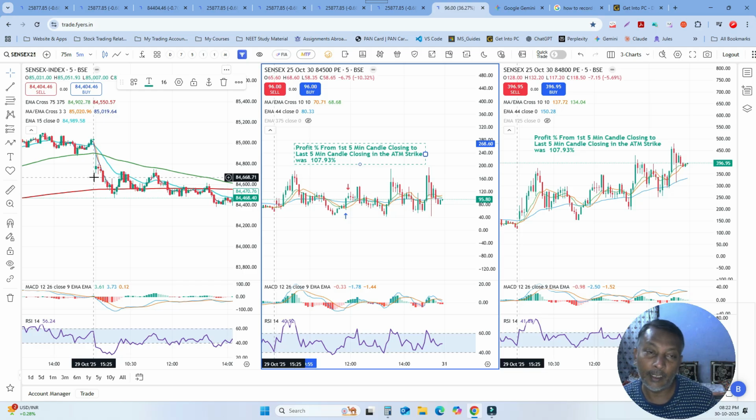As per our daily chart analysis, we expected, or forecasted, we can say, that the Sensex is about to fall somewhere around 600 points from the previous closing. That means the closing of 29th October 2025. So the market closed at 85,000.